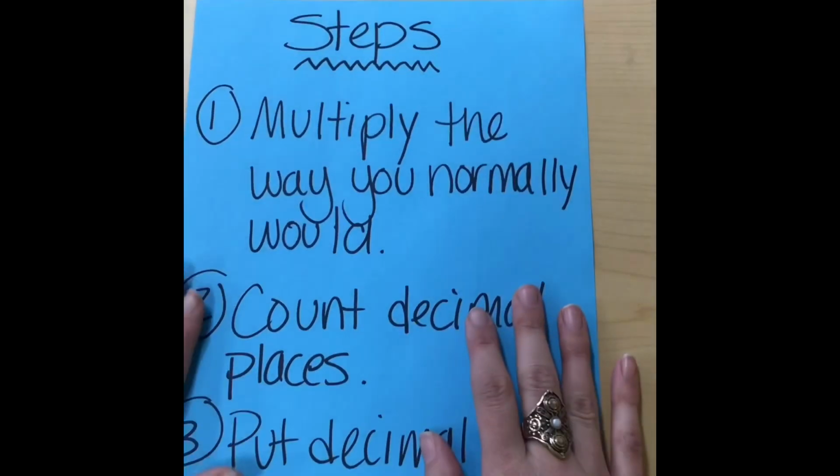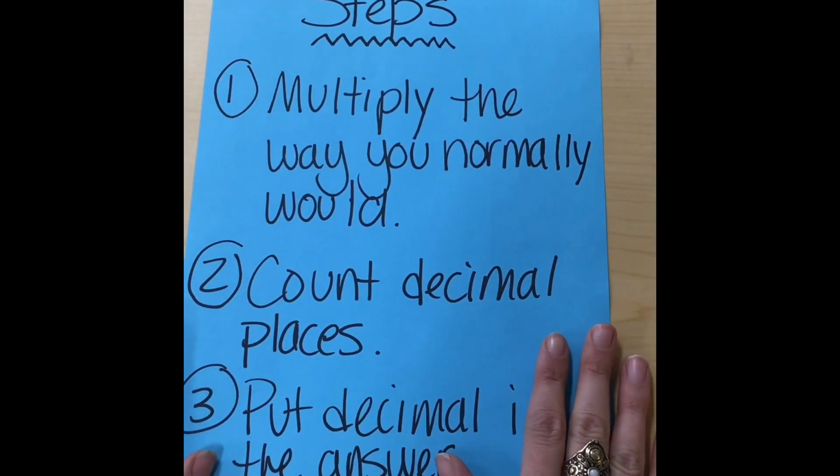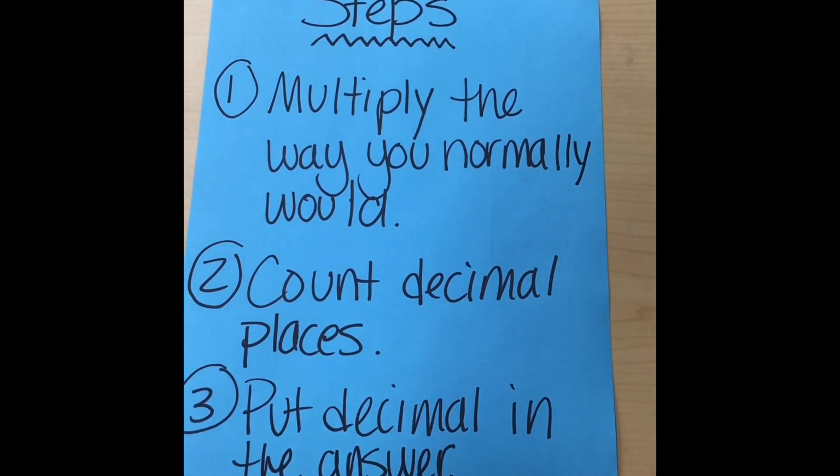Now I'm going to show you the steps for multiplying a decimal by a decimal without using a grid. So the first thing I want to talk about are the steps. The first step is just multiply the way you normally would.